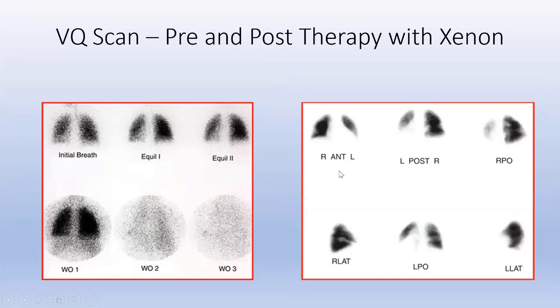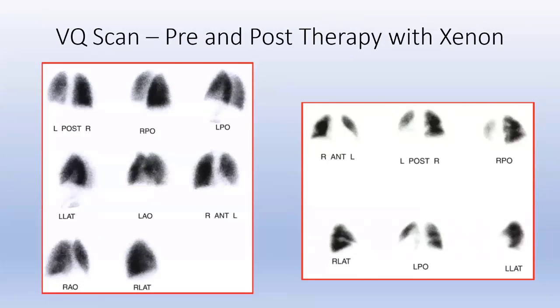Then they did MAA, and look what we have here: chunk missing, chunk missing, chunk missing. You've got defects here. You've got cold in perfusion, hot in ventilation. So the patient goes off, has their anticoagulant, and then they return.